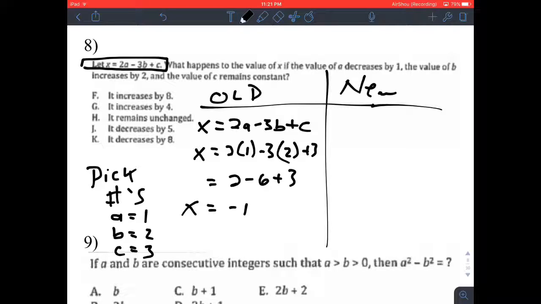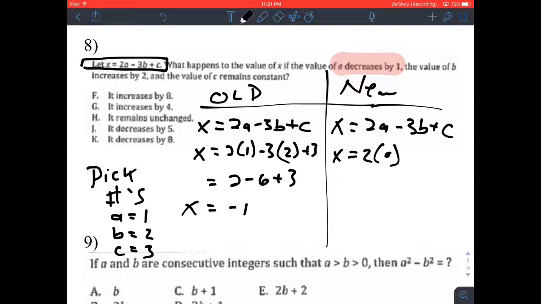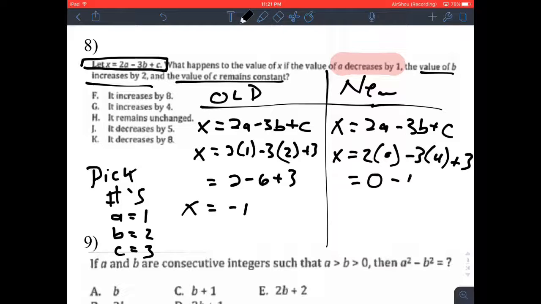Now in our new situation, we are supposed to decrease a by 1. So we're still putting it into this situation. Instead of using 1, I'm going to use 0. The value of b increases by 2, so instead of b being 2, it's going to be 4. C remains the same. That's 3. 2 times 0 is 0. 3 times 4 is 12. If we add 3 to that, we get negative 9.